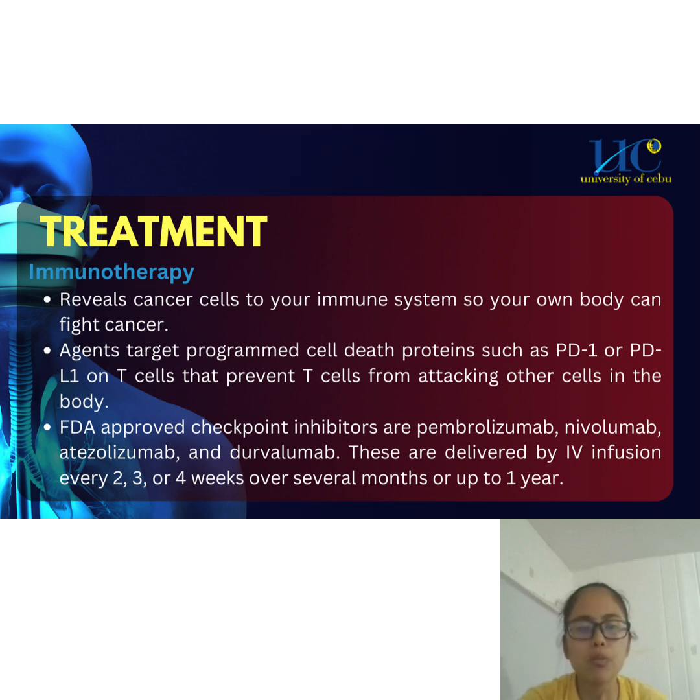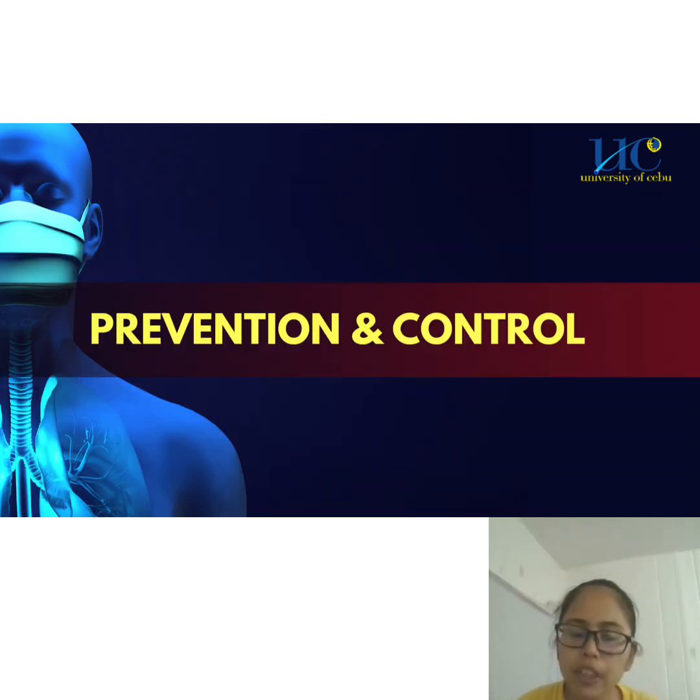Also, the agent targets programmed cell death proteins such as PD-1 or PD-L1 on T cells that prevent T cells from attacking other cells in the body. The FDA approved checkpoint inhibitors are pembrolizumab, nivolumab, atezolizumab, and durvalumab. They are delivered by IV infusion every 2, 3, or 4 weeks over several months or up to 1 year. So we have here the prevention and control.